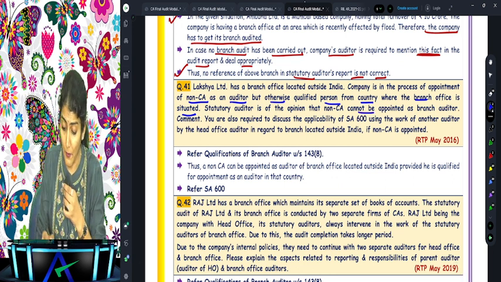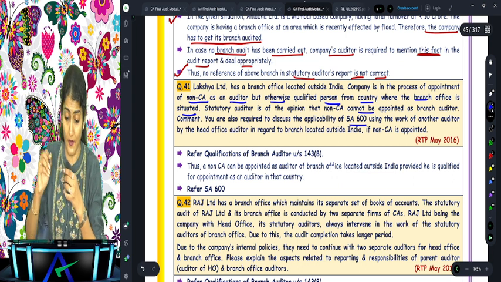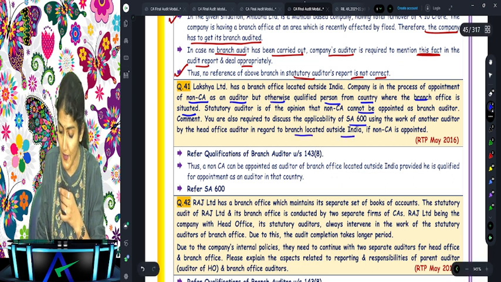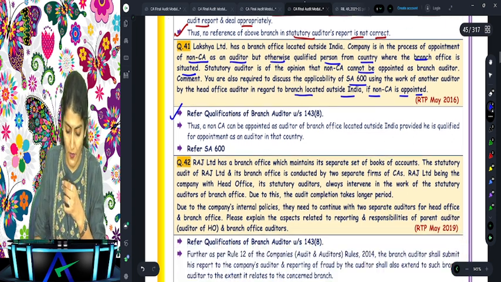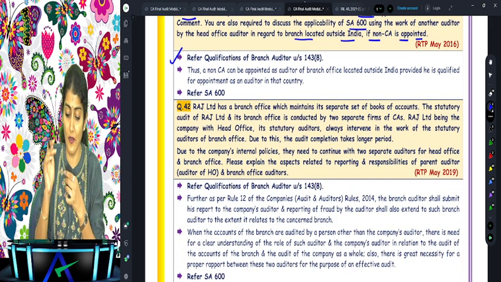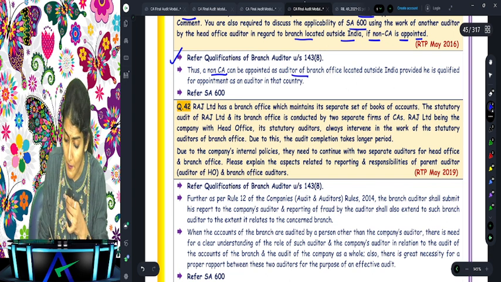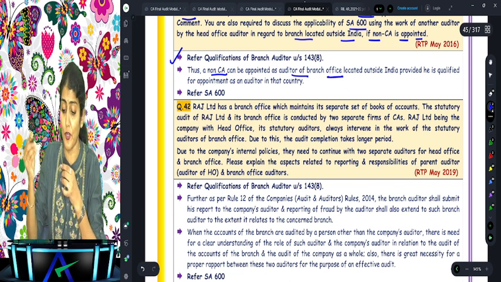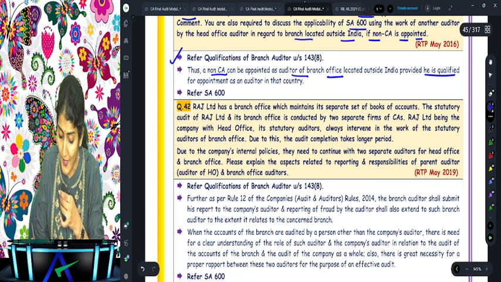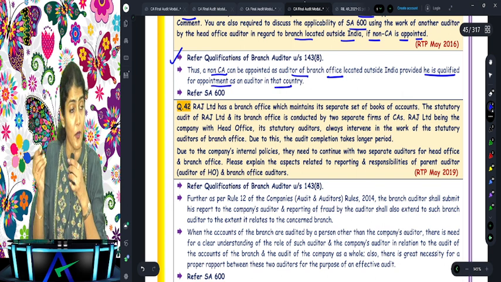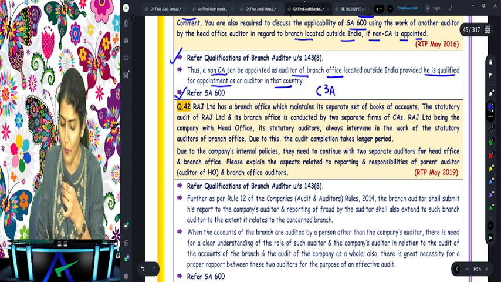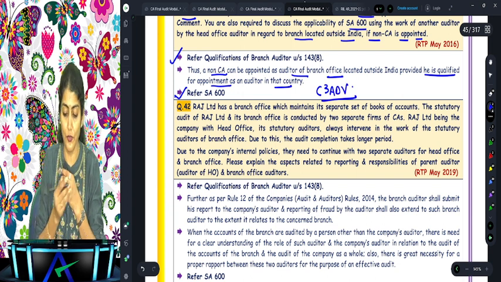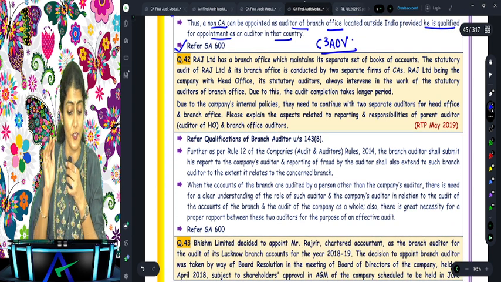Comment. You are also required to discuss the applicability of 600 in regard to branch located outside India if non-CA is appointed. Right. So again, you write down the qualifications of the branch auditor. Then you say a non-CA can be appointed as an auditor of a branch office located outside India, provided he is qualified for appointment as an auditor in that country. And then you also write down the C cube ADV. Right, you need to do the evaluation of the branch auditor.